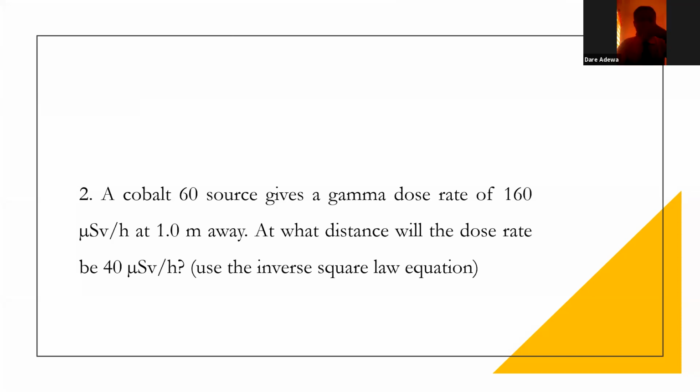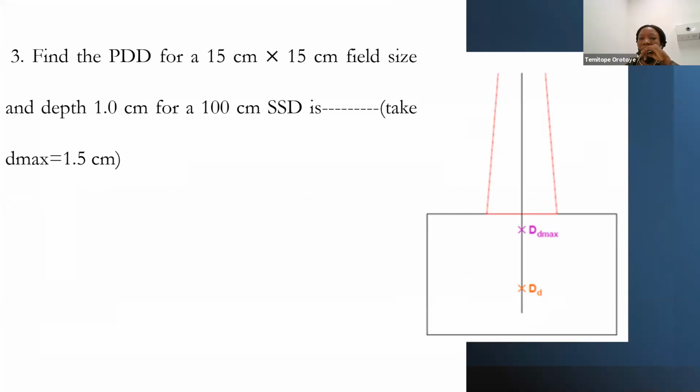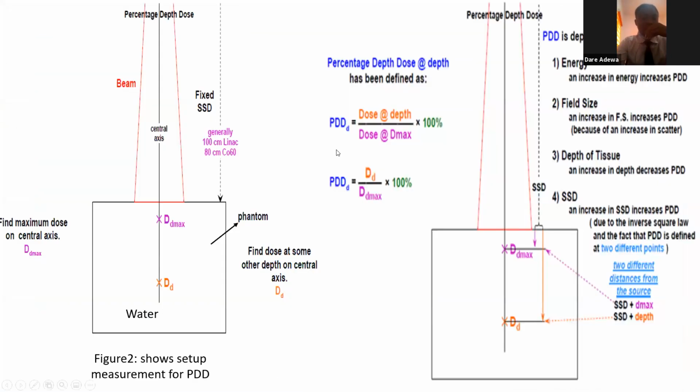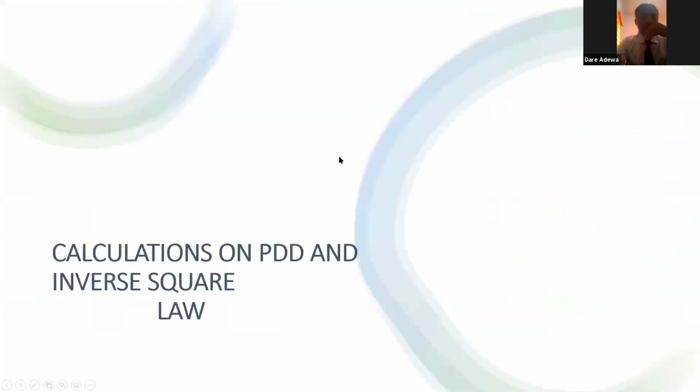The third question. Now this is on PDD, percentage depth dose. Find the PDD for a 15 by 15 field size and depth 1 centimeter for a 100 centimeter source to surface distance. The source, like the X-ray source, to the surface of the water phantom or to the patient surface, that is the SSD. So now we have 100 centimeter SSD. We want to find the PDD. We have the depth at 1 centimeter, and our D max is assumed to be 1.5.